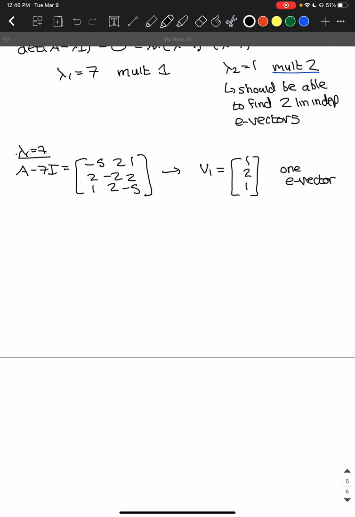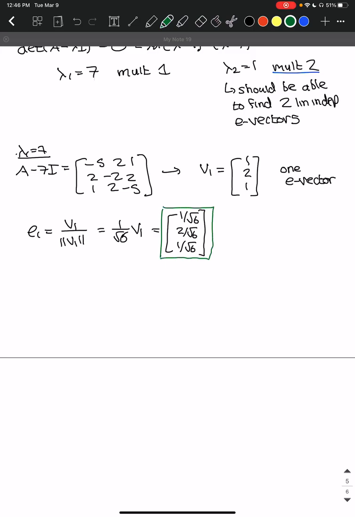V1 is one of our eigenvectors, and we need to look for E1. Well, we know how to find E1, right? It's just V1 over the norm of V1. You can convince yourself that the norm of V1 is the square root of 6, so I have 1 squared plus 2 squared plus 1 squared under the square root. This is 1 over root 6 times V1. So that gives me 1 over root 6, 2 over root 6, and 1 over root 6. Okay, so here's my first orthonormal basis vector.